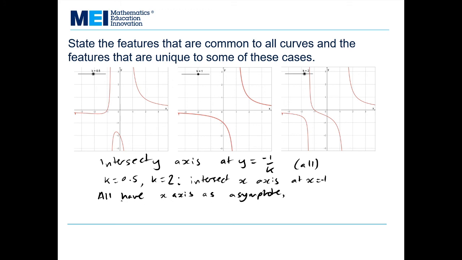And I might want to talk about the asymptotes that are unique to just two of those curves, so k equals 0.5 and k equals 2 again have two vertical asymptotes. And then I might want to talk about stationary points. So k equals 0.5 has two stationary points.